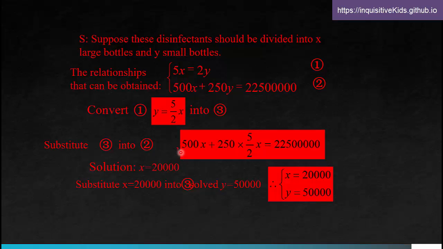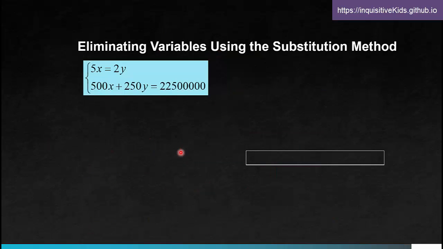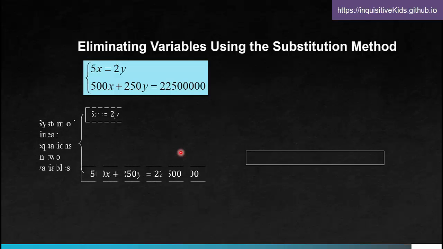But since this is a word problem, we still have to answer using a full sentence. Among the disinfectants, there are 20,000 large bottles and 50,000 small bottles. Now here are the overall steps that we have to do in order to eliminate variables in a system of linear equations in two variables using the substitution method. This is something that we have been working with throughout every single problem in this video.